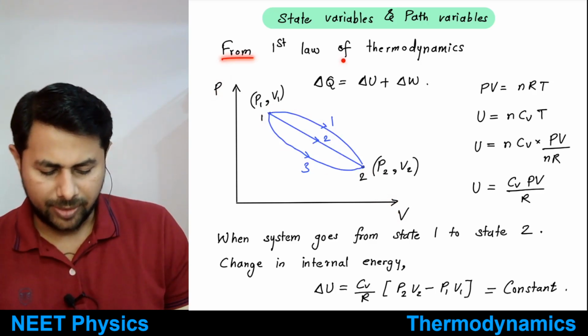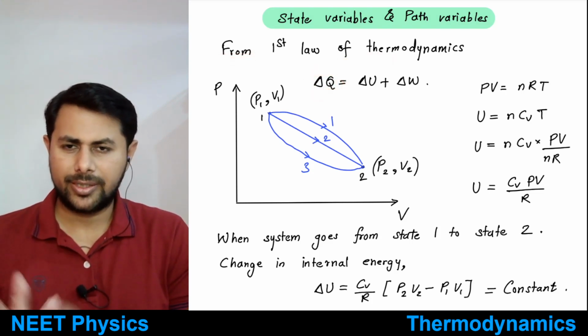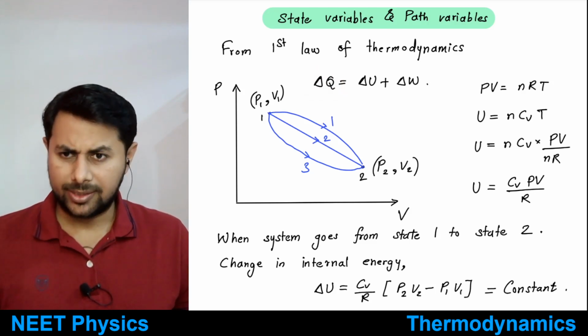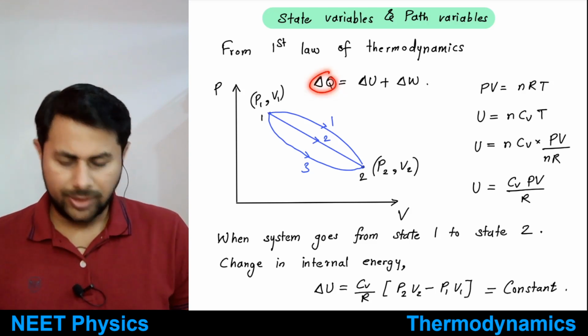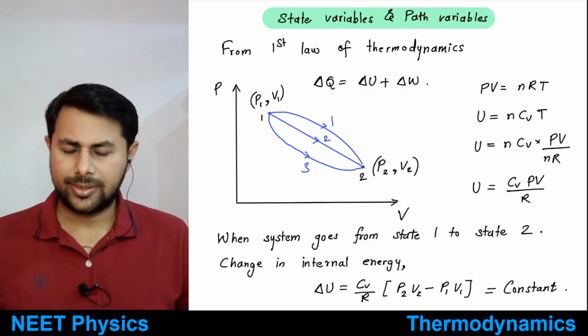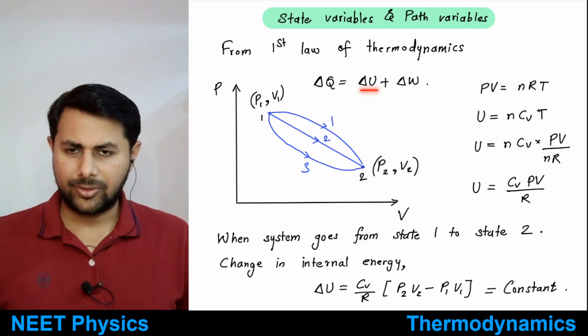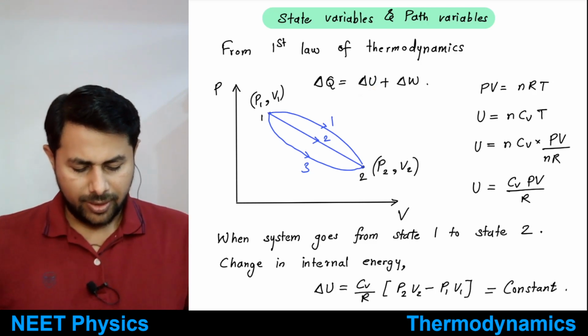From the first law of thermodynamics, what I can say is delta Q. Delta Q is the amount of heat energy taken by the system, absorbed by the system, or given away to the surroundings by the system. So delta Q is equal to delta U plus delta W. This is our first law of thermodynamics, right? Delta Q is equal to delta U plus delta W, and now delta U is what?